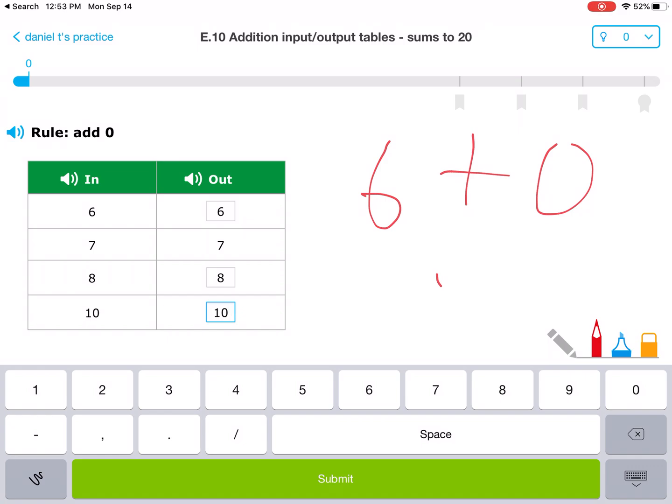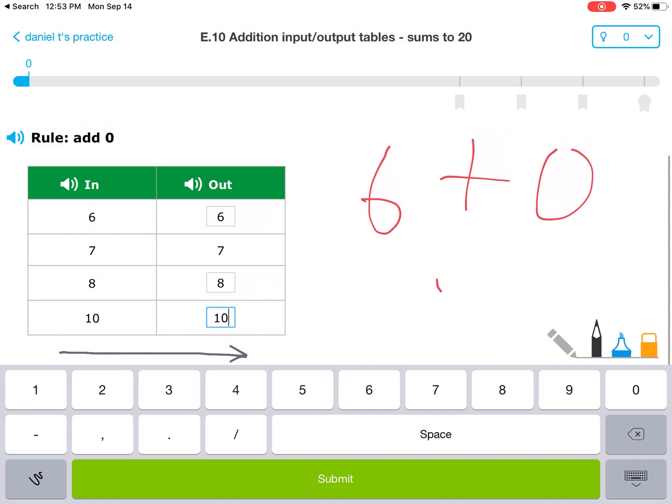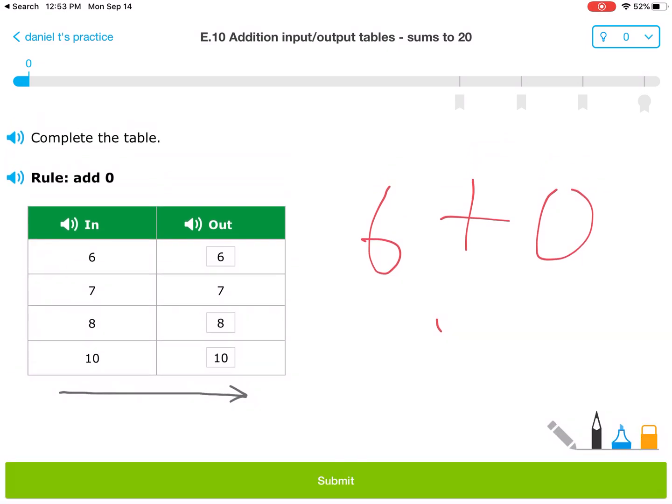Now please remember, whenever we do input and output tables, we look at the number on the left and we look at the number on the right. We're looking at the rule and we're going from left to right. Let's try another one.